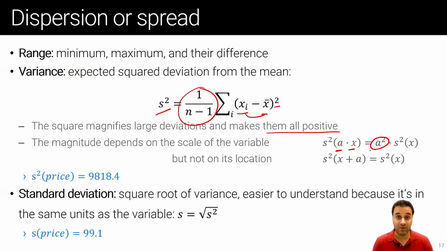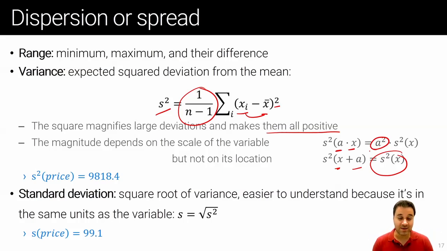However, it does not depend on the location. So if we have a certain variable and we always add a certain constant or subtract a certain constant, then the variance is the same, because the amount of variation doesn't depend on whether the data are here or there. It's just the same.